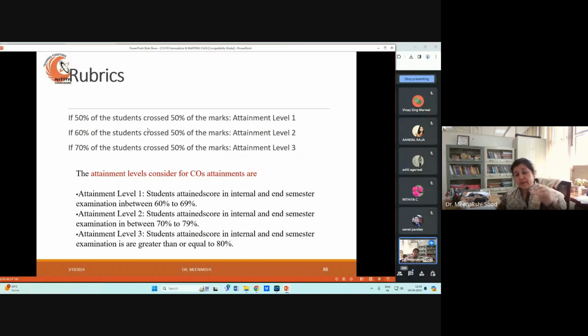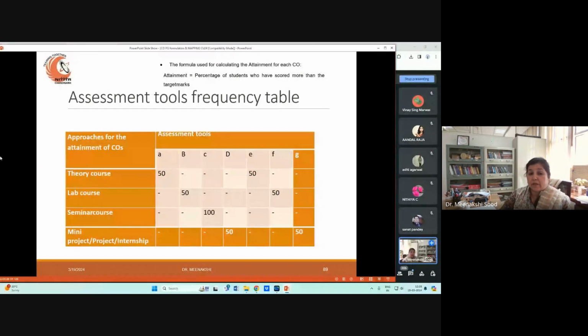So if 50% of the students cross 50% of the marks, level 1. If 60% of the students cross 50%, level 2. If 70% cross 50, level 3. Or it can be considered for students in the internal and end semester between 60 to 69. So all these rubrics for the attainment level can be predefined by the specific department.